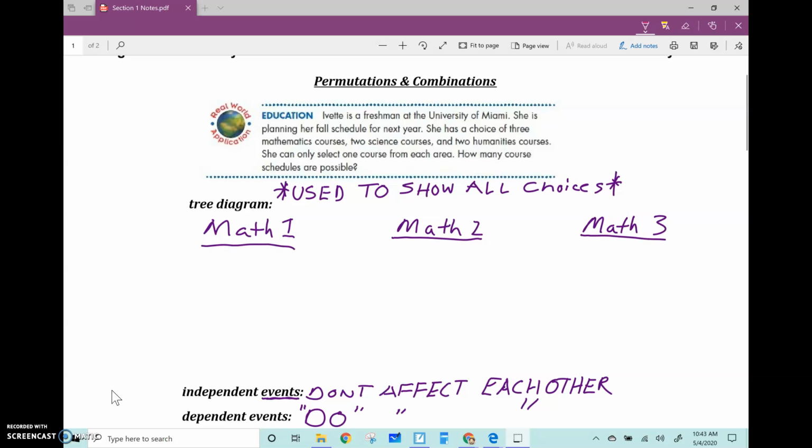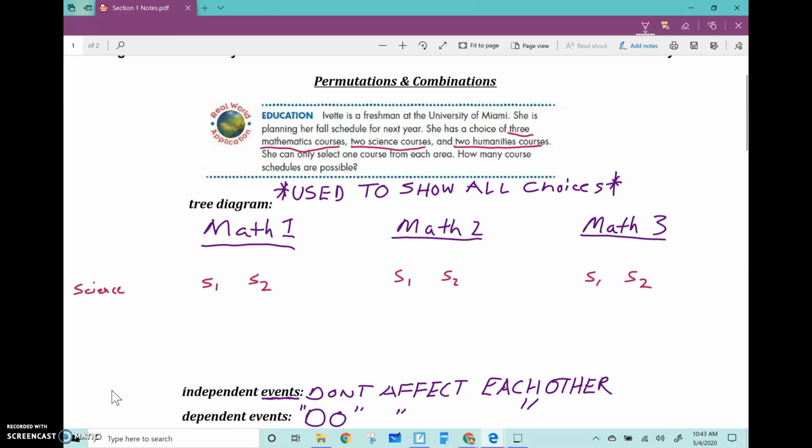So what I like to do first is see what I'm looking at here. I'm looking at 3 math courses, 2 science courses, and 2 humanitarian courses. You can set your tree diagram up however you want. I like to use the first option they give me, which is 3 math classes. So I've got Math 1, Math 2, and Math 3. And then over here, I'm going to come down and write science. All right, and I have 2 science courses. So I've got Science 1, Science 2, Science 1, Science 2, Science 1, Science 2.